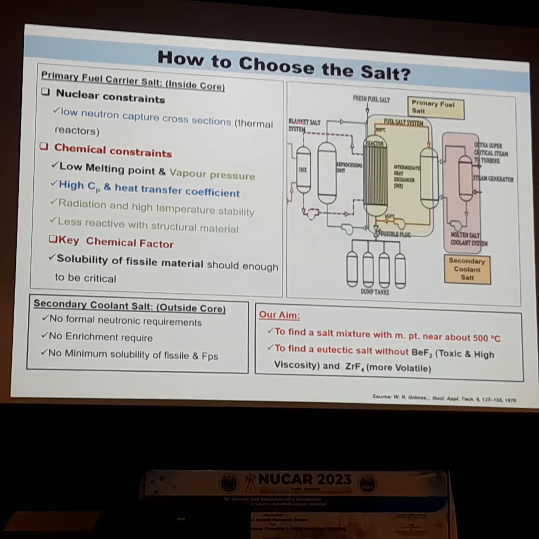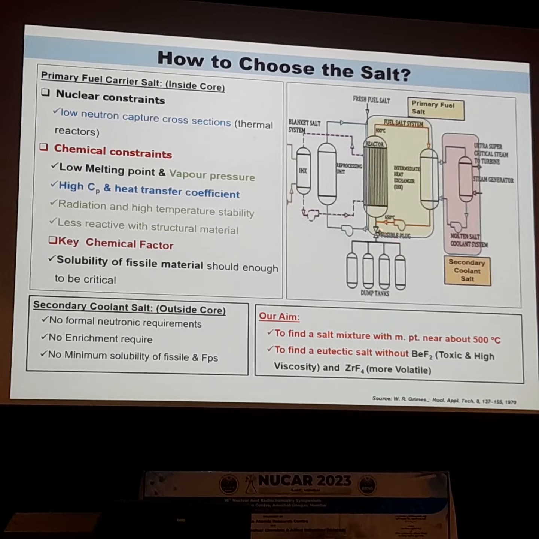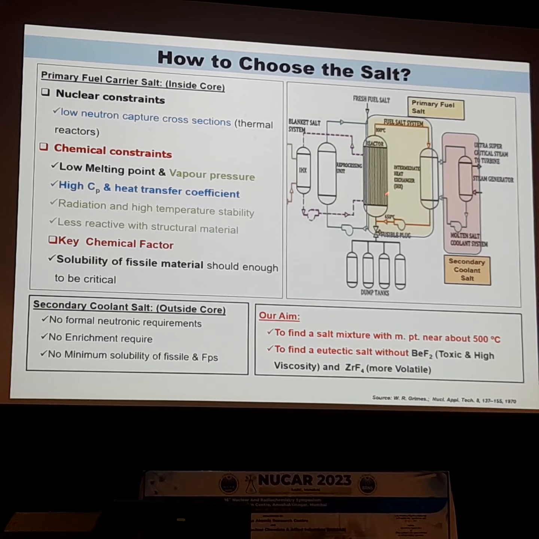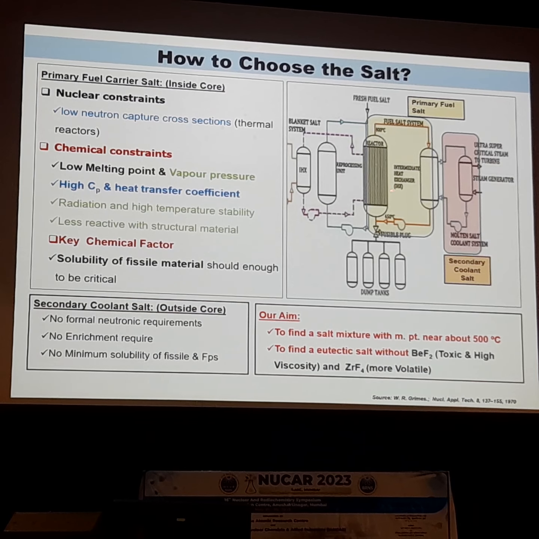So how to choose the salt? I have given these schematics of a molten salt reactor, where one is the primary fuel salt, which will be circulated inside the core, and another is outside the core. This is called the secondary coolant salt. So this will be only for cooling purposes, and this is fuel as well as primary coolant.